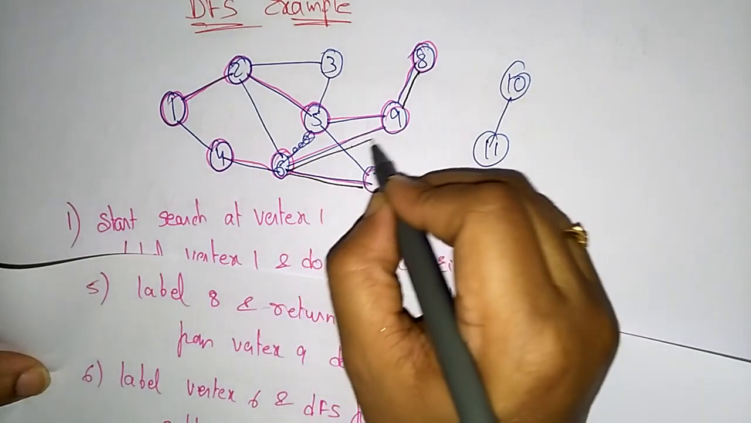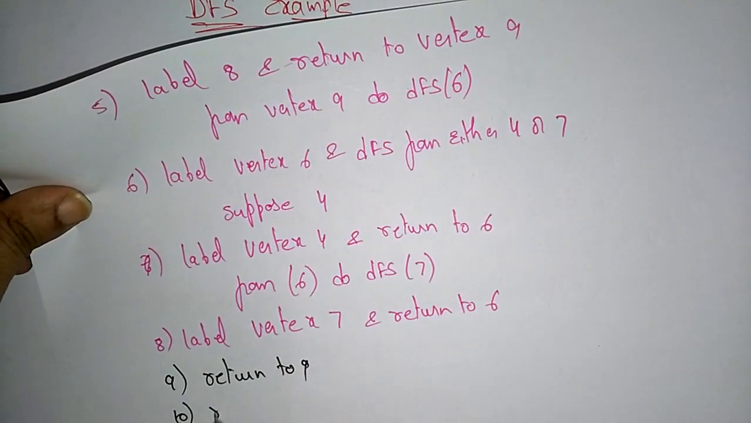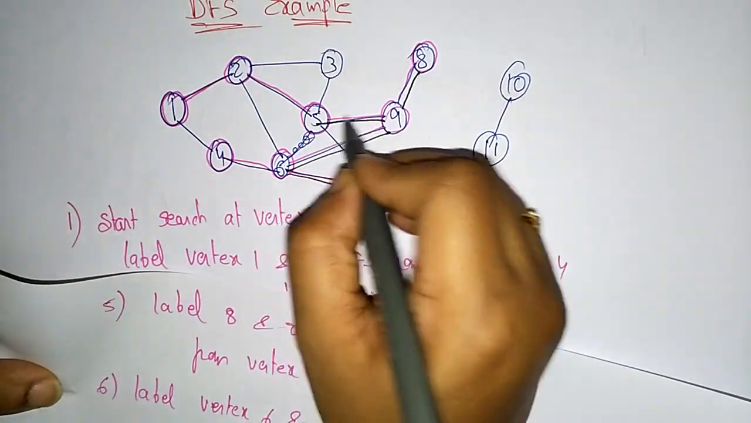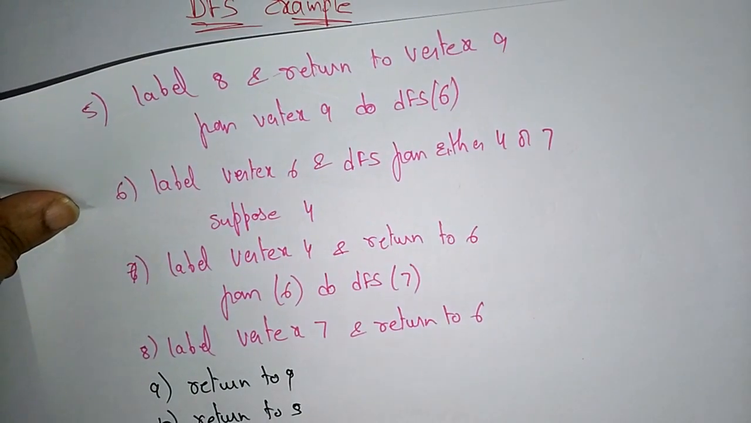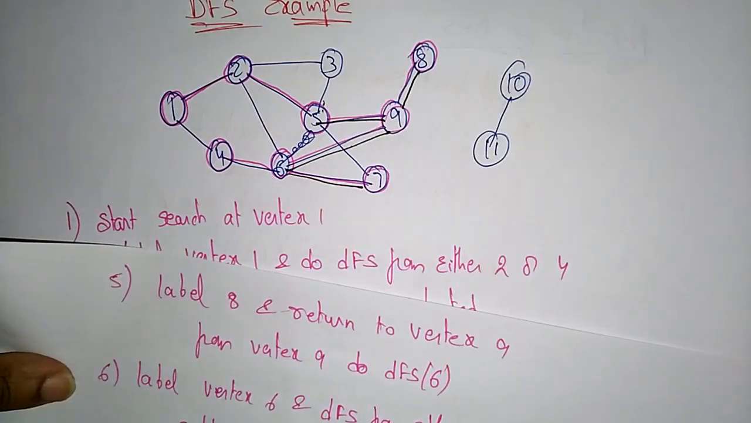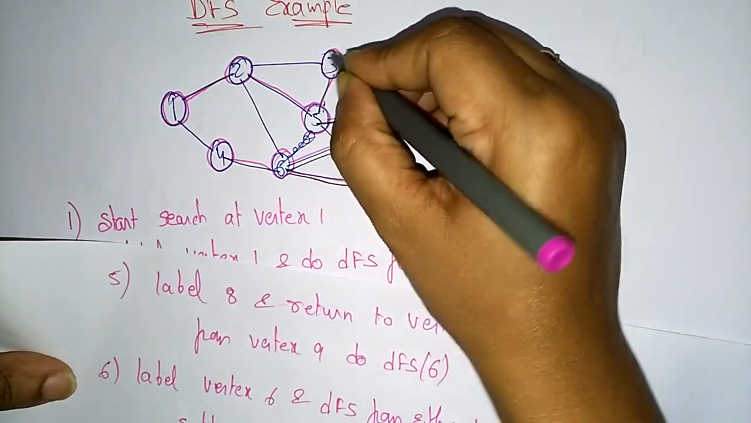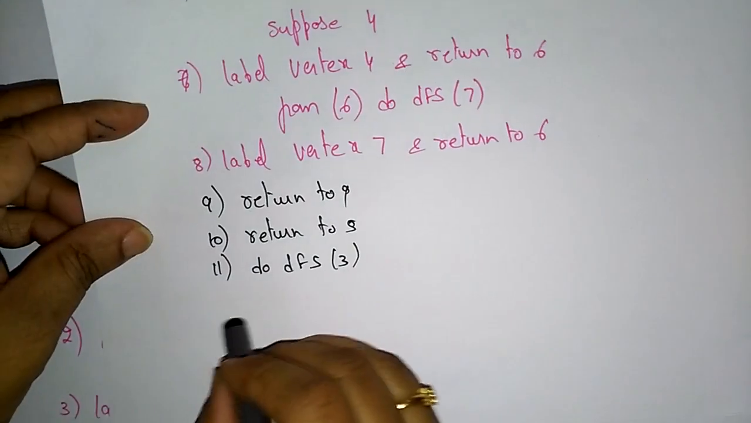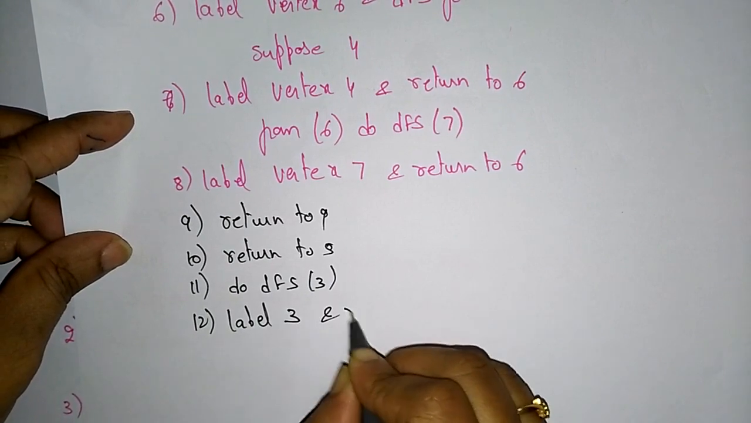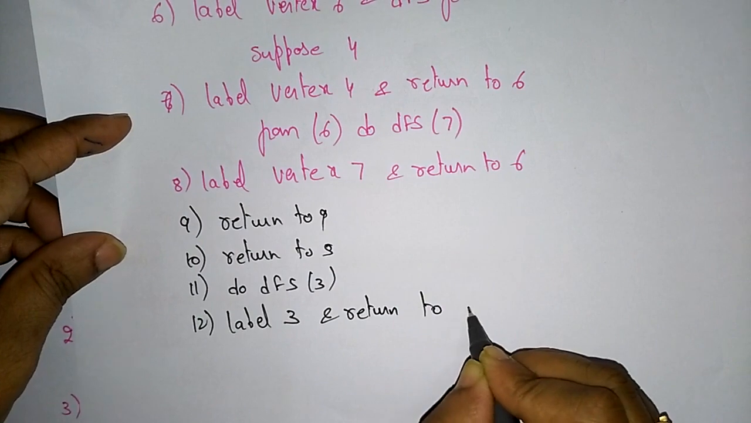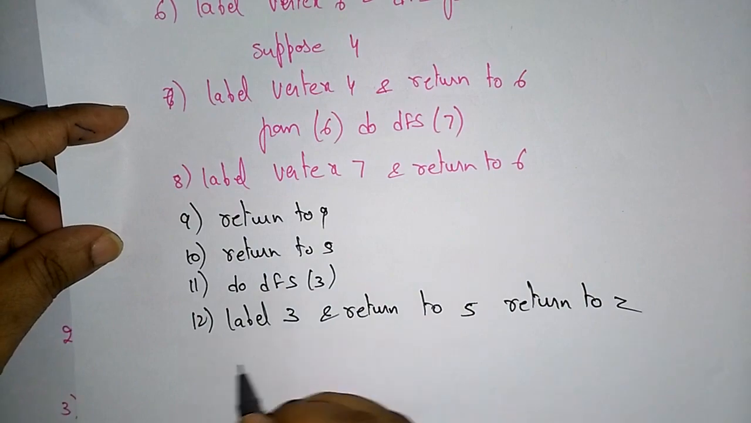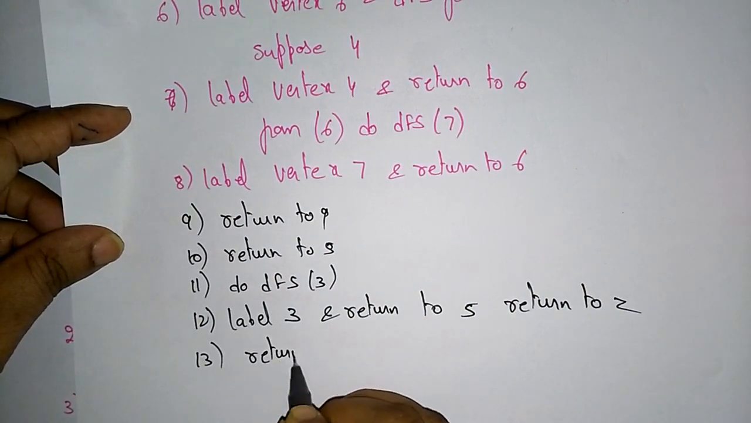Return to 9. So again return to 5. So from 9, again I'll return to 5. Next, do DFS on 3. So from 5 I have to do DFS, depth first search, on 3. Now I am checking whether all are visited or not. 12. Label, now label 3 and return to 5 and return to 2 and finally return to 1.